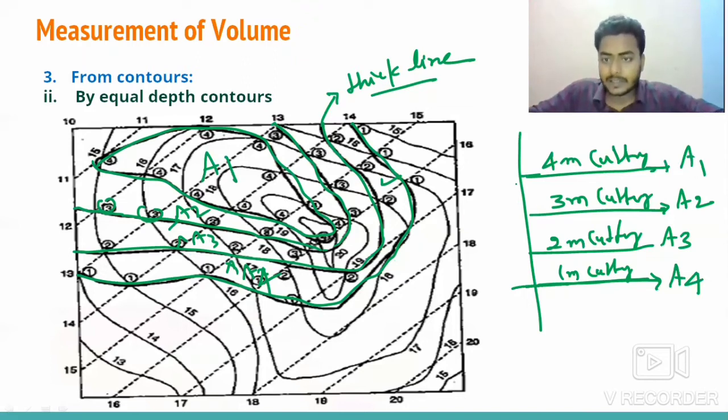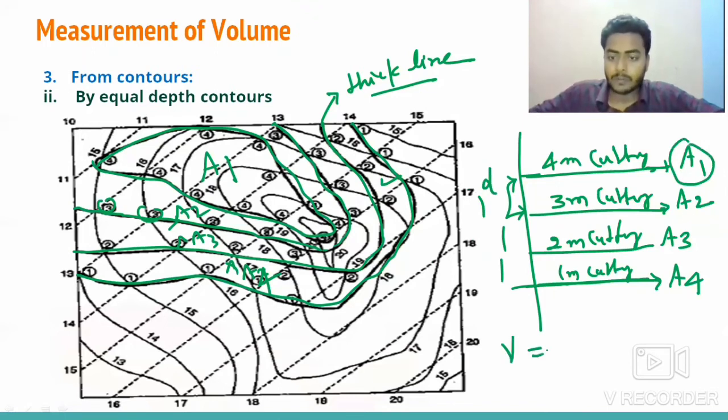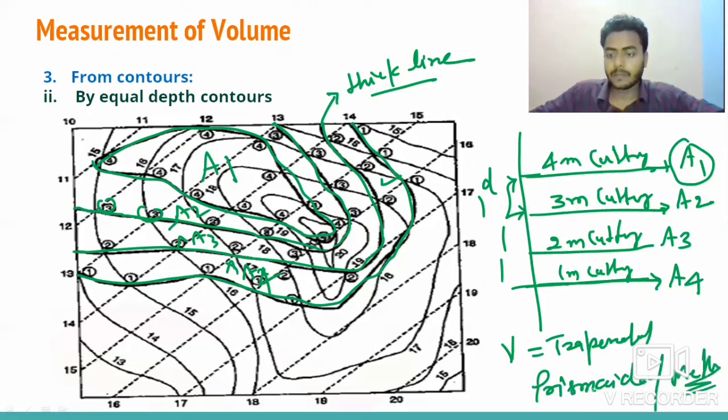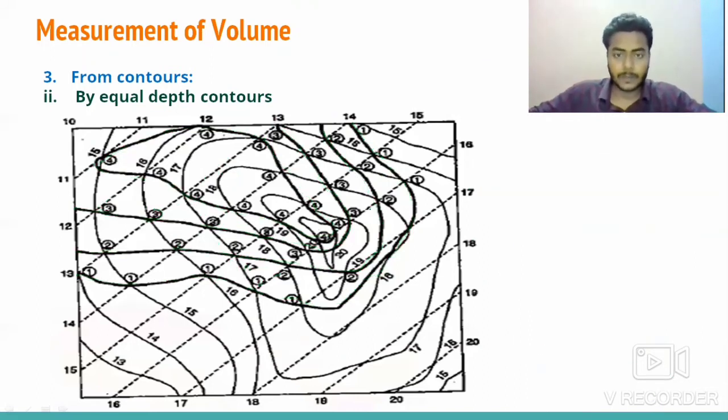Right. So see, distance between is vertical distance is in between. You can see what is that? 3 meter cutting, 4 meter cutting, 1 meter, 1 meter, 1 meter. So once we have the D value and once we have the area by using the planimeter, so we can calculate volume by using the trapezoidal method or Simpson's method. Right? Are you getting a point?